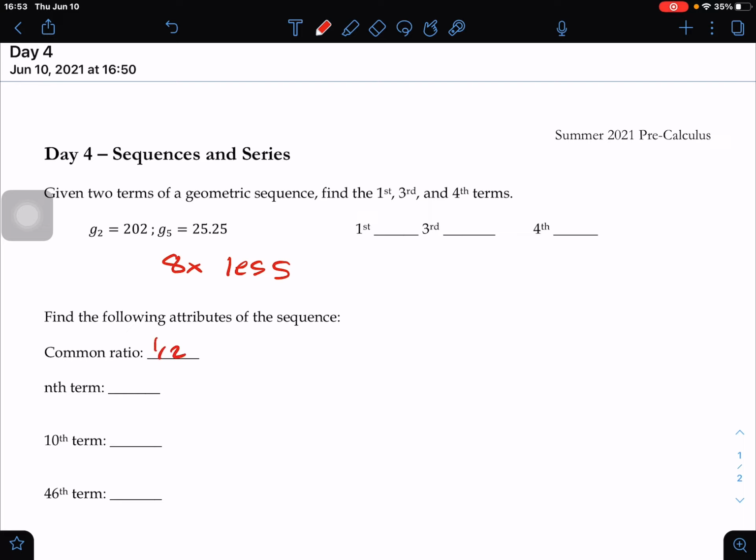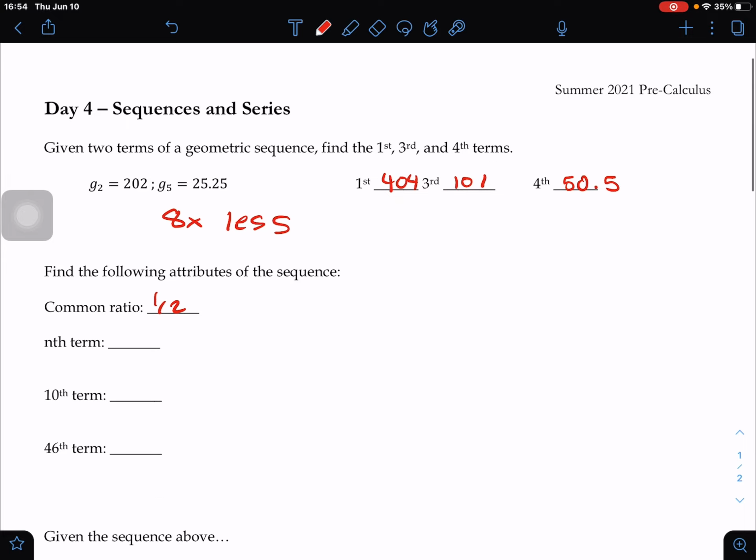And then in order to find the first term, we would have to multiply by 2 because we're going backwards. So that would be 404. And then 202 divided by 2 is 101. And that divided by 2 is going to be 50.5.